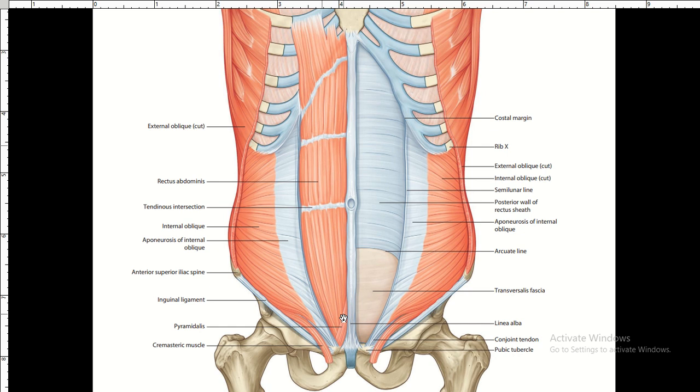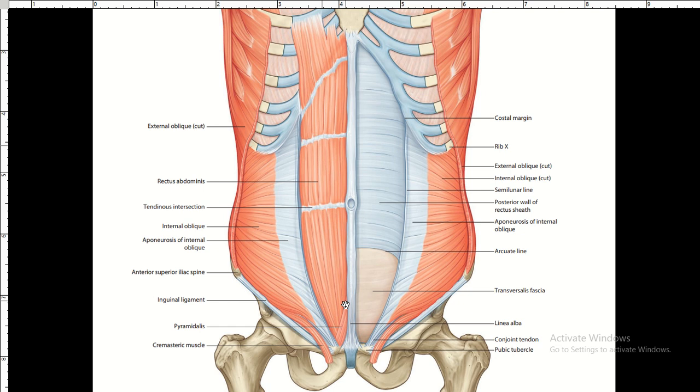Another muscle in the anterior wall is your pyramidalis muscle. It's just a triangular muscle which originates from the pubic tubercle and inserts into the linea alba. Its function is to tense the linea alba. So this pyramidalis muscle, take note, is absent in 20% of the population. In 20% of the population, the pyramidalis muscle is absent.